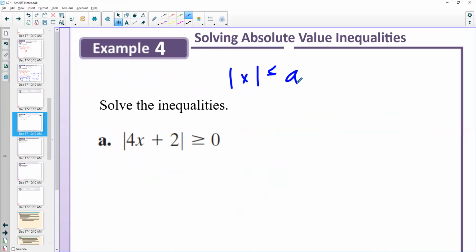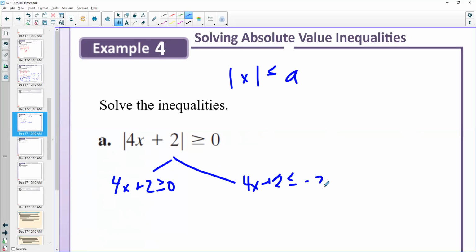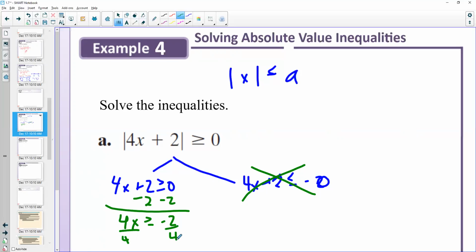So I'm going to make my two cases. 4x plus 2 is greater than or equal to 0. 4x plus 2 is less than or equal to negative 0. Here's the thing, I don't care about negative 0. Negative 0 and 0 are the same thing. So I am just going to be here. Okay, so move 2 over, 4x greater than or equal to negative 2, divide by 4, divide by 4. X is greater than or equal to negative a half. It's fine. Okay, that's it.